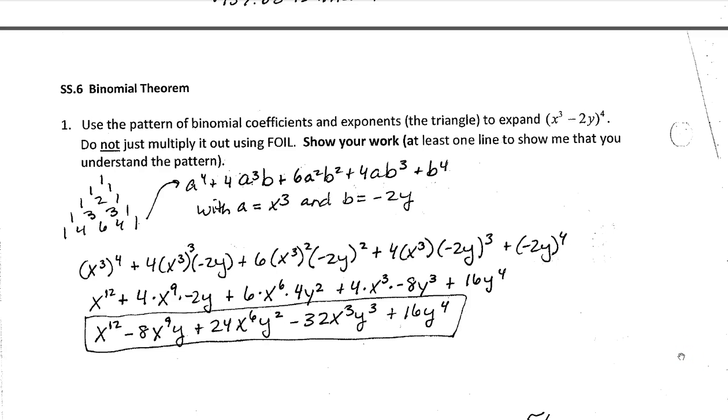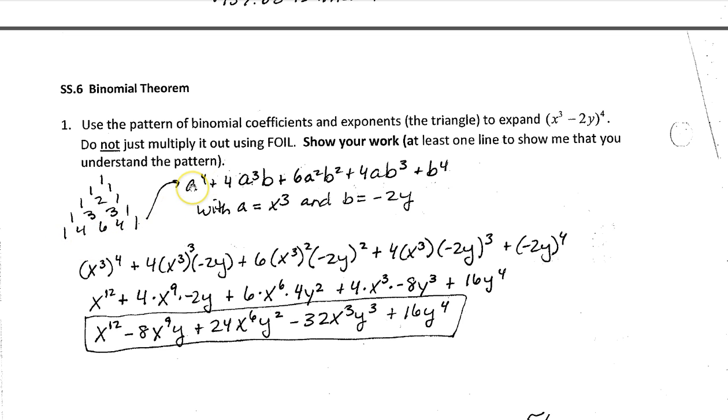On number 1 under the binomial theorem, you're supposed to expand (x cubed minus 2y) to the fourth using the pattern of Pascal's triangle, the binomial coefficients and exponents. So first of all, I wrote the row of Pascal's triangle that I need for this problem. So the coefficients would be 1, 4, 6, 4, 1.